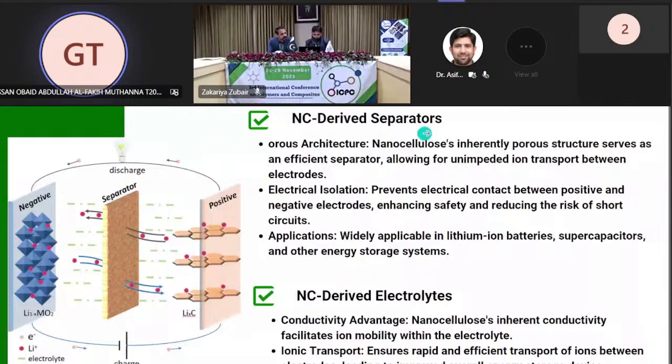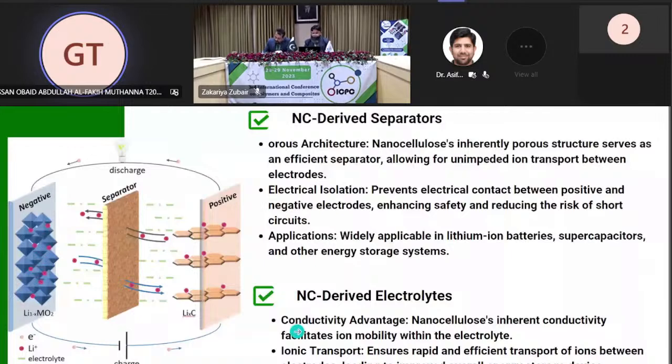Porous architecture: nanocellulose's inherently porous structure serves as an efficient separator, allowing for unhindered ion transport between electrodes. Electrical isolation: it prevents electrical contact between positive and negative electrodes, enhancing safety and reducing the risk of short circuits. The main applications of this type of separator are widely in lithium-ion batteries, supercapacitors, and other energy storage systems. So it's approximately applicable to all energy storage systems.